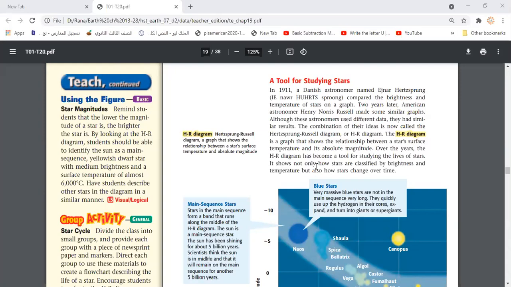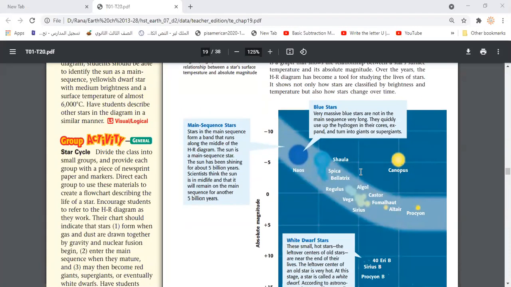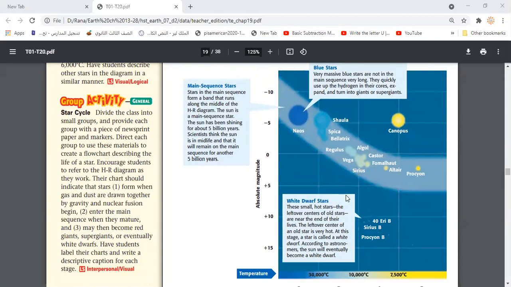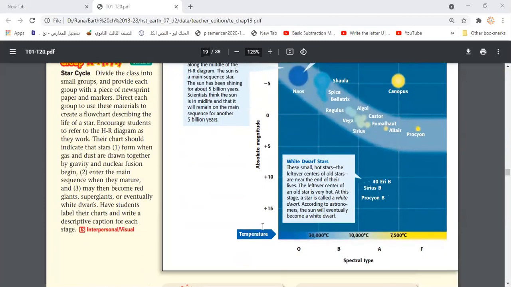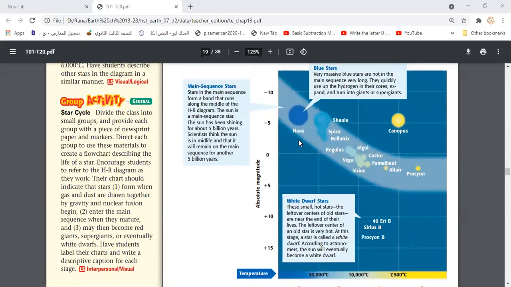So scientists started to merge the data and results of these two scientists together, and made a diagram. This diagram is known as the Hertzsprung-Russell diagram, or the HR diagram. H is an abbreviation for Hertzsprung and R for Russell. So what is the HR diagram? Actually, the HR diagram is a diagram that represents the relation between the temperature and the absolute magnitude.